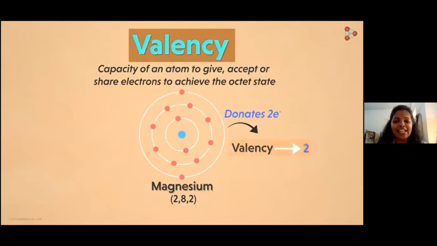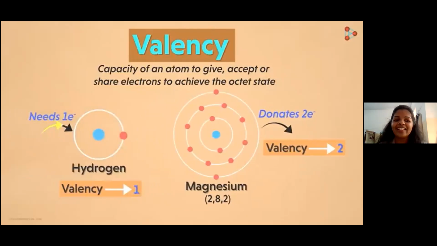So its valency is also 2, not 6. And the valency of hydrogen is 1 because it is accepting 1 electron. And magnesium donates 2 electrons, so its valency is 2.